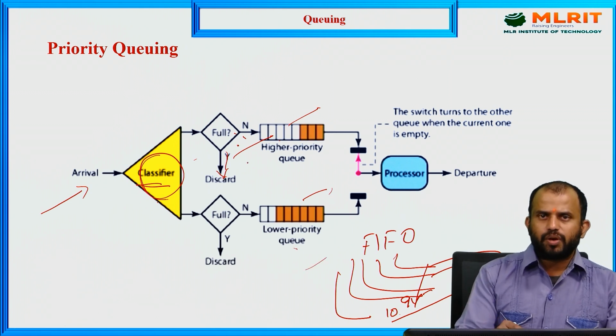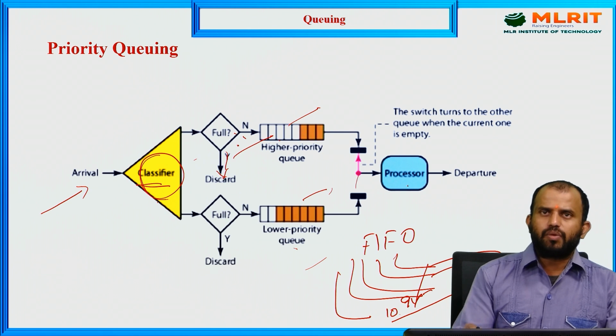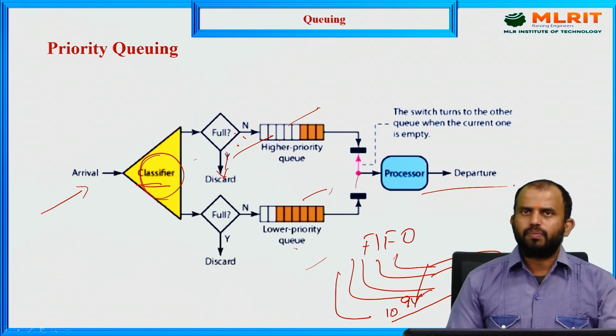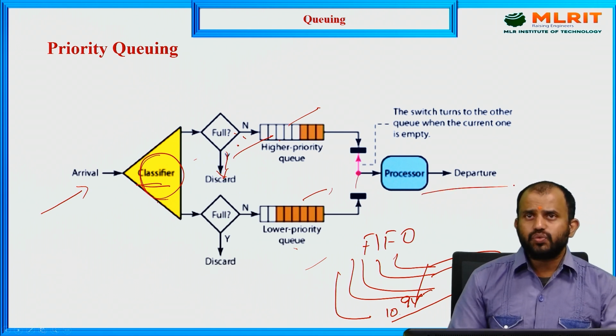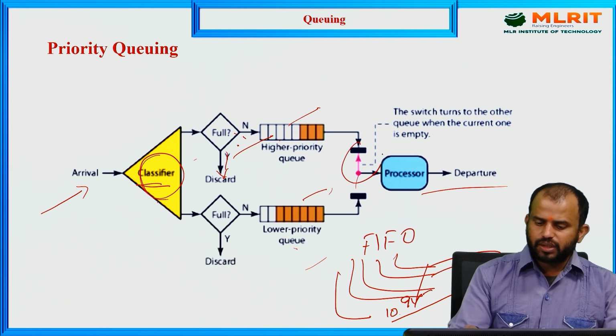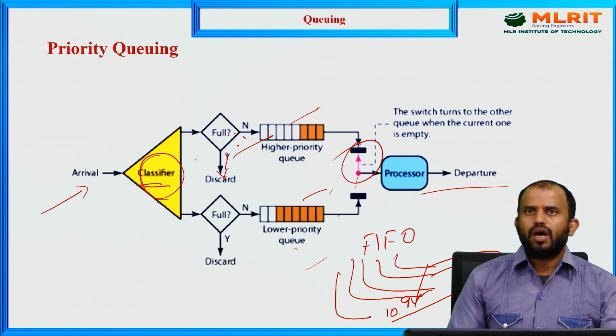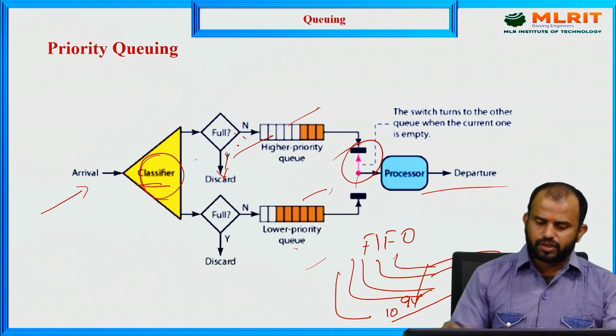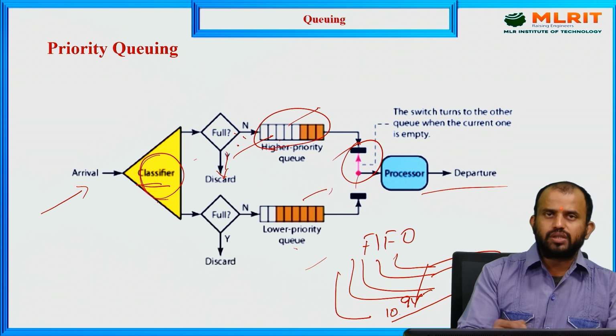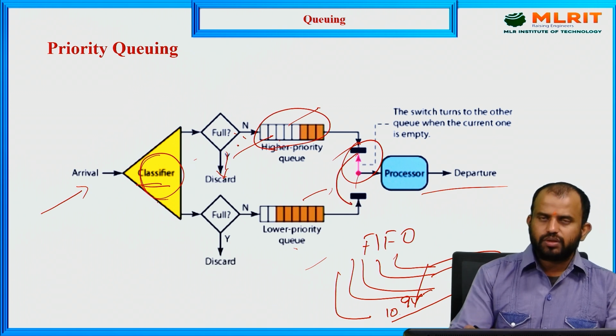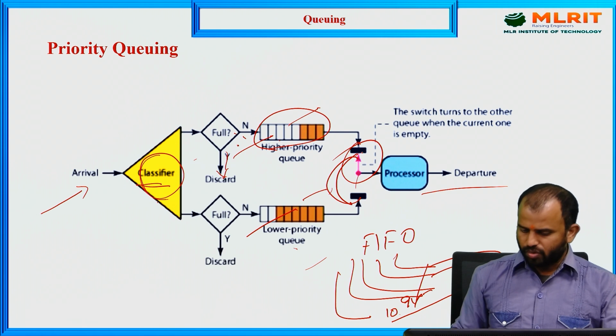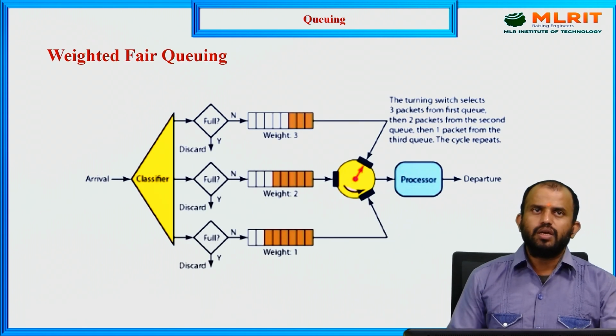If the highest priority channel is possible, it will process information, then there should be departure. So here a switch turn should happen. This kind of switch turn should happen to another queue where the current one is empty. For example, this is an empty stage, all the things are transmitted, so it moves to this one. If this is done, it moves to this one. It should be the vice versa model. So that we call priority queuing.